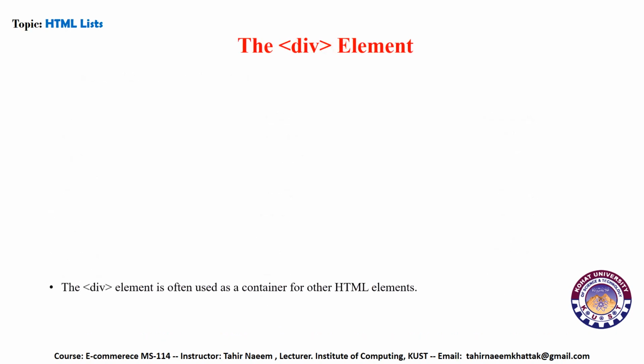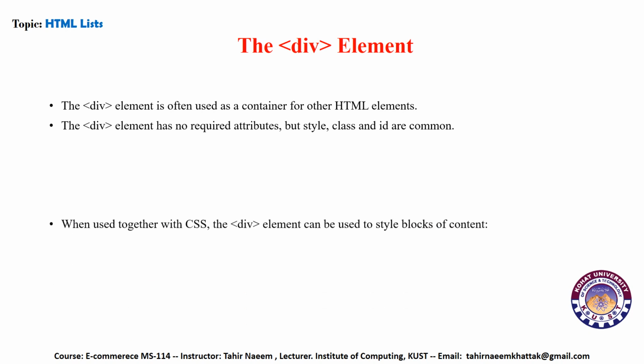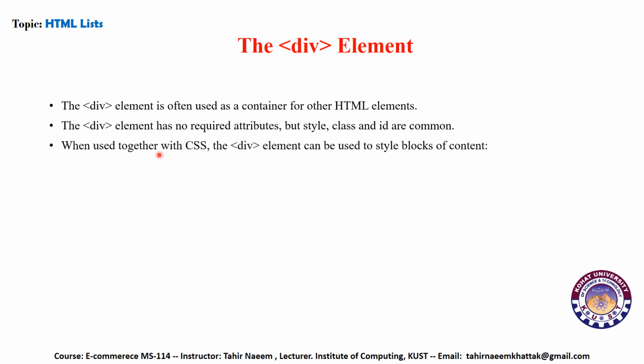Div element. The div element is often used as a container for other HTML elements. The div element has no required attribute, but style, class and id are common. It doesn't have any other attributes except style, class and id. When used together with CSS, div elements can be used to style blocks of content. Basically inside the CSS we can use the div for the styling of the contents.